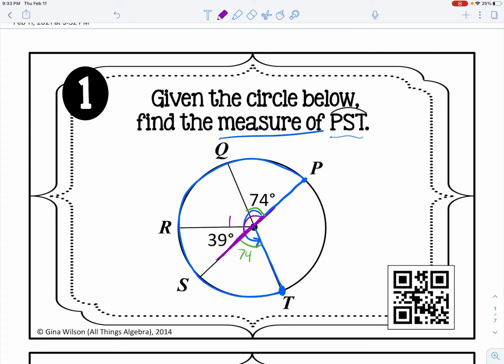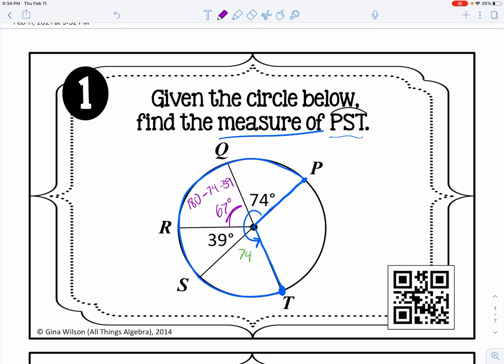So to get this missing one in here, I can take 180 minus 74 minus 39. Okay? And so if we subtract all those, that's going to give us what that angle is in there between the 74 and the 39. So 180 minus 74 minus 39, and we get 67 degrees. Okay, I'm going to get rid of some of this extra stuff here. Okay, so that angle's 67.